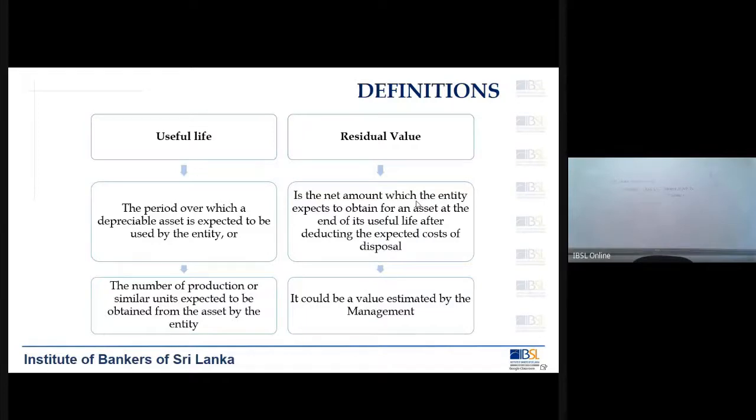Okay, so that is what I wanted to highlight, because it will be very difficult for companies to estimate the residual value. When they are not sure of the useful life of the asset, it may not be correct for them to estimate a residual value either.